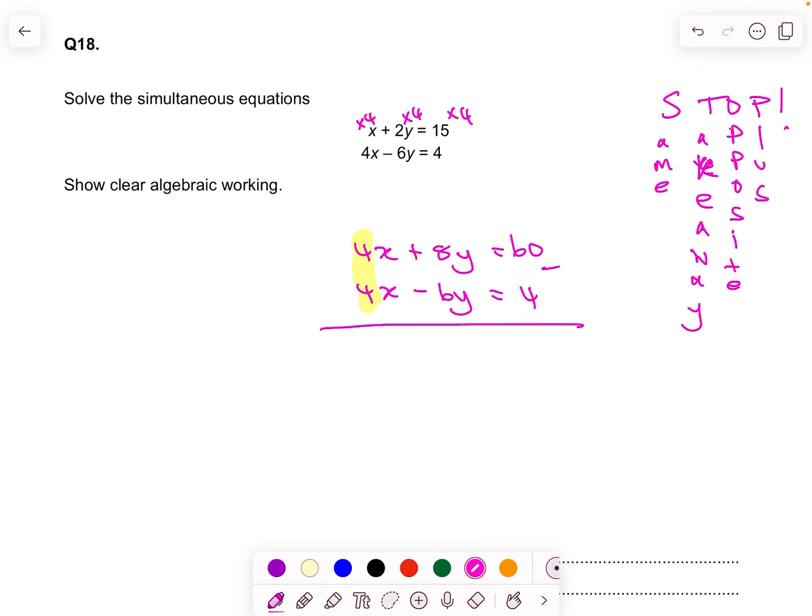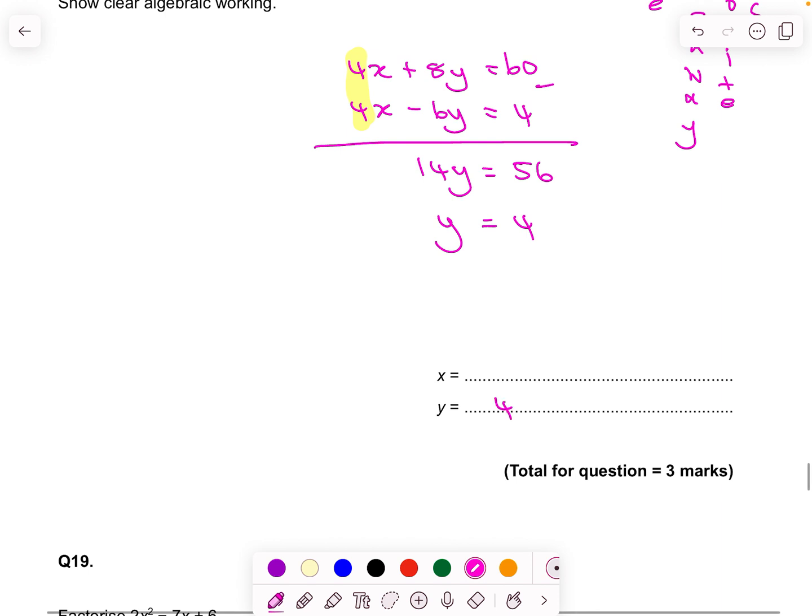So then just be careful. 8 take away minus 6 is 14y. Okay, because we're doing 8 take away minus 6. And so subtracting a negative number makes it add. Equals 60 take away 4, which is 56. And then we divide both sides by 14 to give that y equals 4. Okay, so we've got y equals 4.